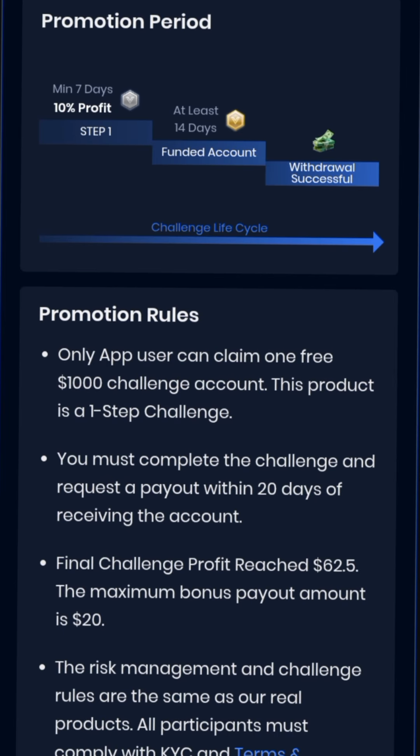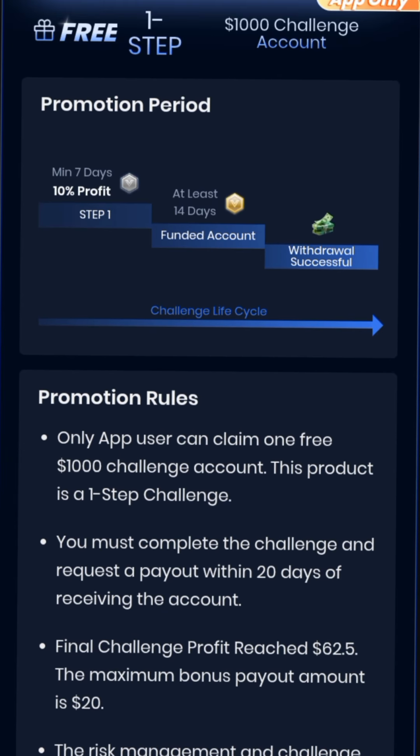So what they are trying to say here is that for you to actually pass the challenge, you have to trade your account and be on a profit of at least 10% of the total amount they are giving you in the prop account. So if it's a $1,000 account, you have to have at least about $100 above before you are going to be able to withdraw the profit from your account. That's what they're saying here.